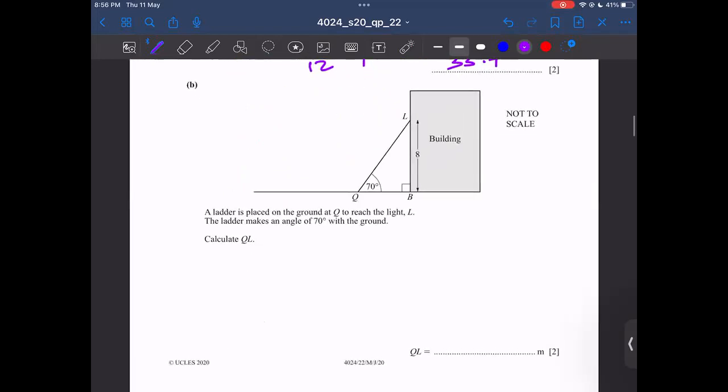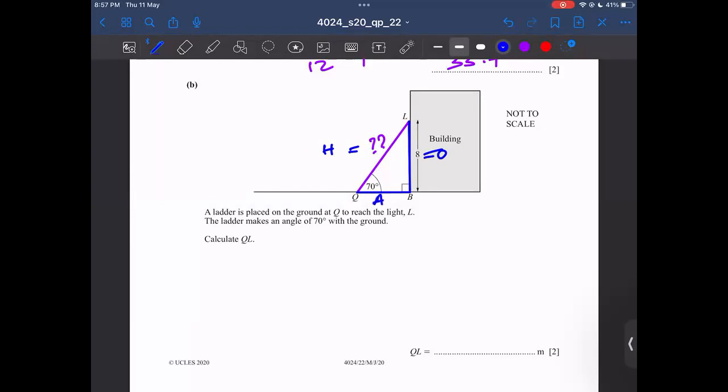In part B, it says a ladder is placed on the ground at Q to reach the light L. The ladder makes an angle of 70 degrees with the ground, already shown over here. Calculate QL. So it says calculate the value of this QL. Again, we have a right angle triangle. So 8 is going to be opposite, and QL is going to be the hypotenuse, the side opposite to 90 degrees. The common side that makes the angle of 70 and 90 is the adjacent.